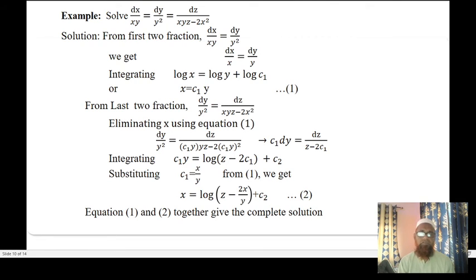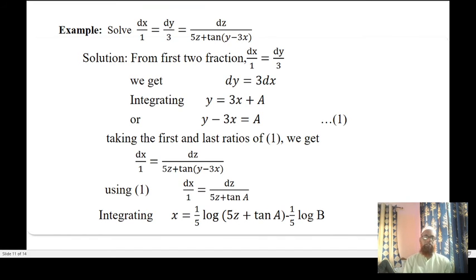Integrating, c1y equal to log of z minus 2c1 plus c2. So substituting the value of c1, which is x by y from equation 1, the required solution is: c1y means x by y times y cancels, x equal to log of z minus 2x by y plus c2. So equations 1 and 2 together give the complete solution.